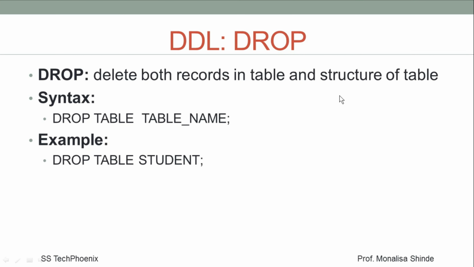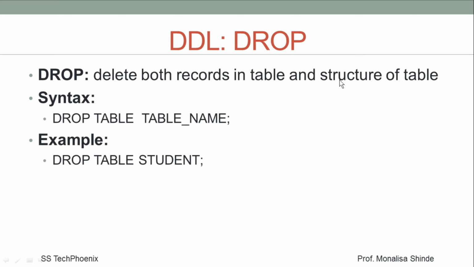Next DDL command is the drop command. This command is used to delete both the records in the table and the structure of the table. Now what is meant by record and what is meant by structure? Structure means the columns specified in the table. Means if a table has 3 columns, then that is called the structure of the table. And records means the rows of the table. So the drop command is used to delete both records and structure.